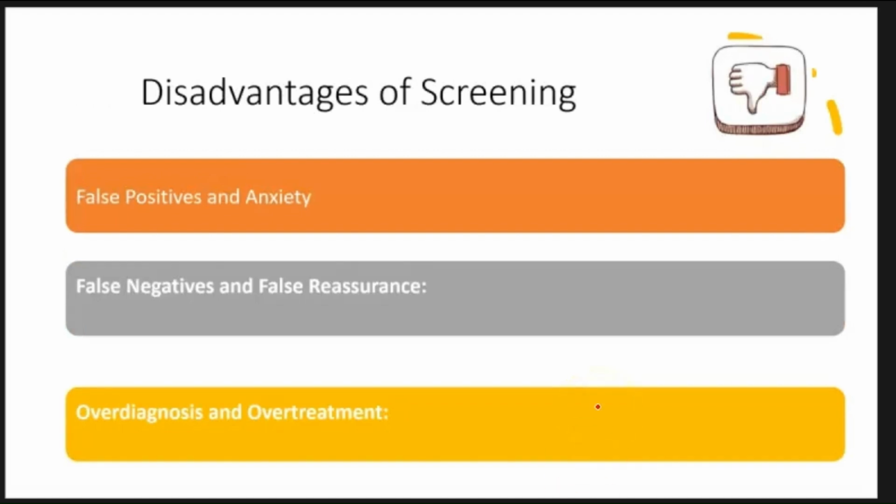So it's not that we have only the advantages of screening. There are lots of limitations of this screening procedure. It can give a false positive result and anxiety to the patient, and it can also lead to over-diagnosis and over-treatment. And if we give a false negative, false reassurance to the patient, we are delaying their diagnosis and treatment.